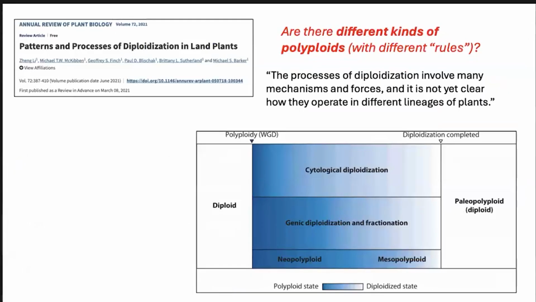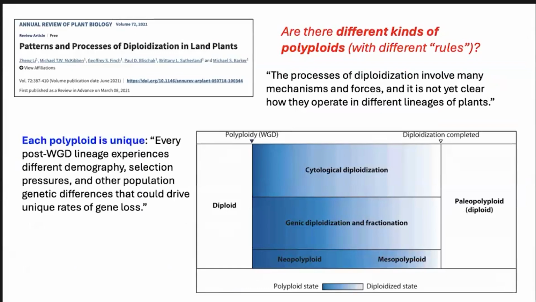So are there different kinds of polyploids with different rules? This is the other topic that I want to talk about. It was a major topic in that review paper. So the processes of diploidization involve many mechanisms and forces. It's not yet clear how they operate in different lineages. Every polyploid is unique. So that's something that I think people don't think about. We talk about a class of things called polyploids, but in fact, a polyploid is generated all the time individually with its own set of circumstances.